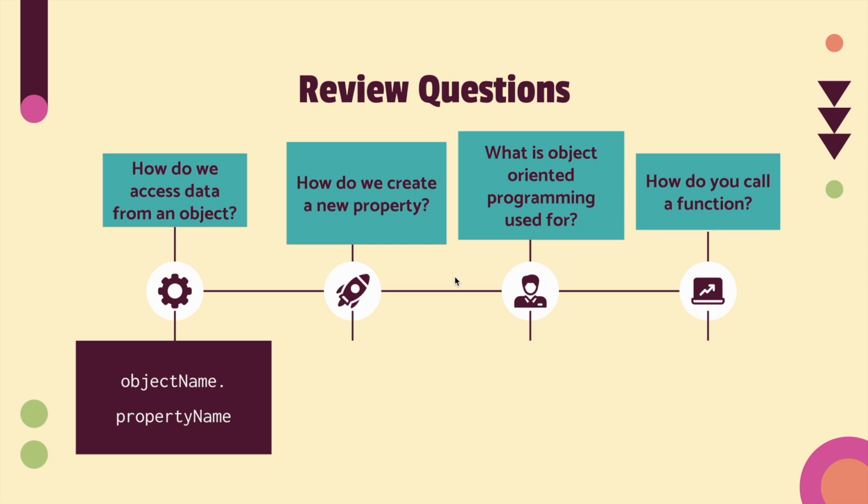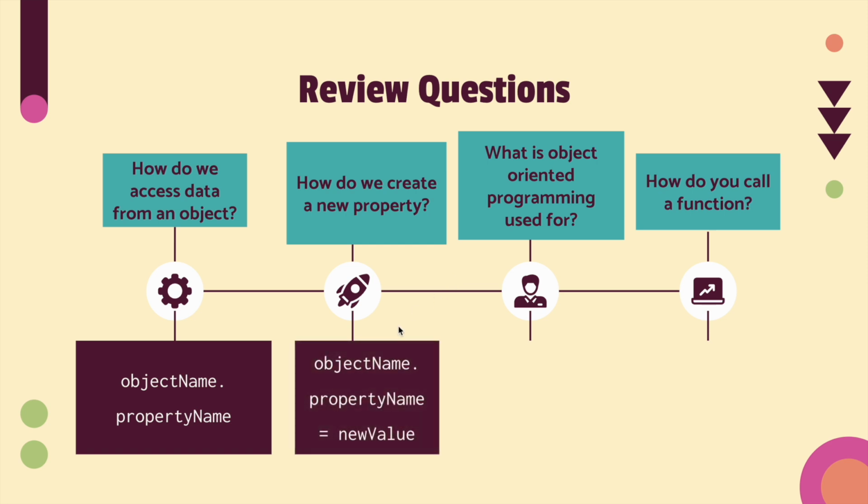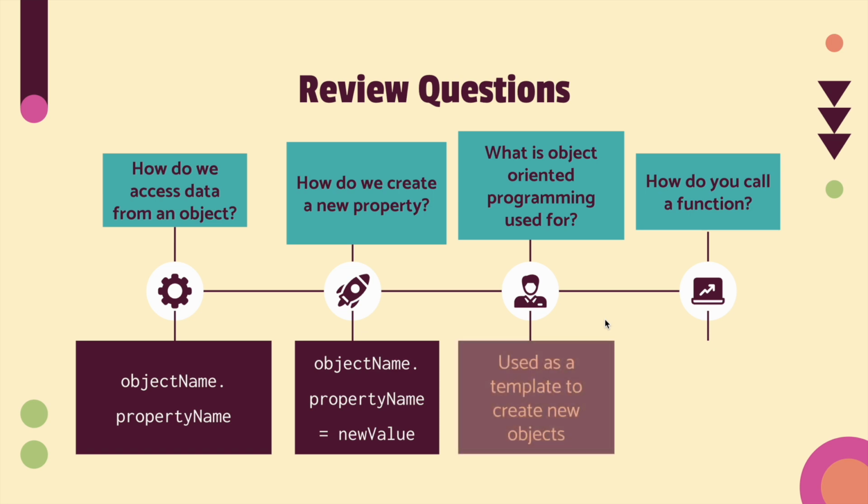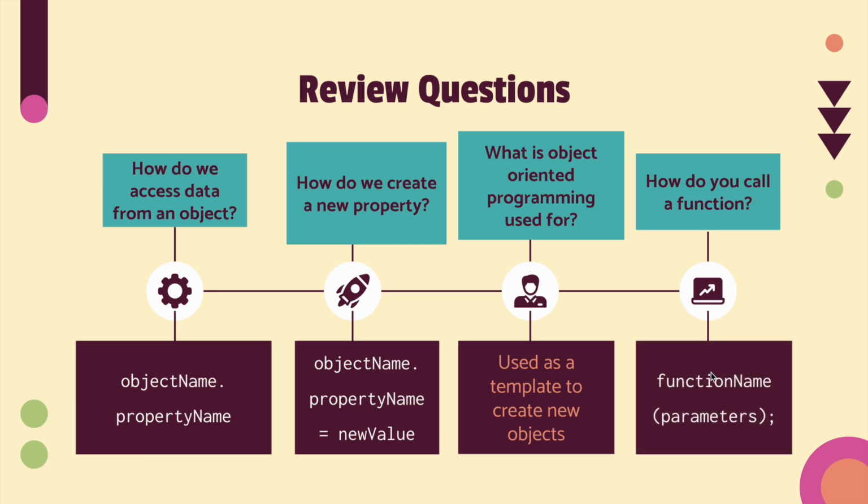Next, how do we create a new property? We can create a new property by saying object name, the property name is equal to new value. If the property already exists, then it will just change the value. Next, what is object-oriented programming used for? Object-oriented programming is used as a template to create new objects. Next, how do you call a function? You call a function by saying function name and then passing in any parameters.